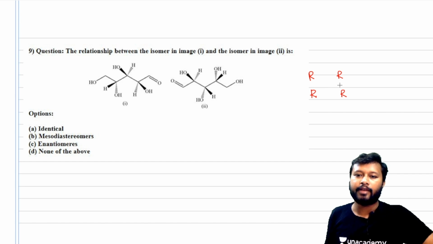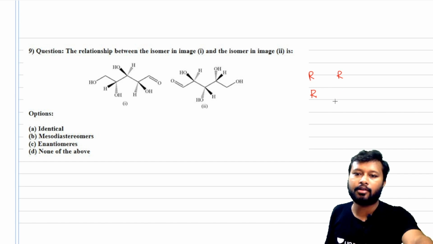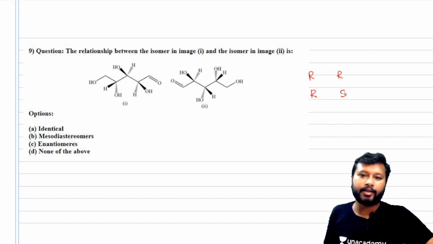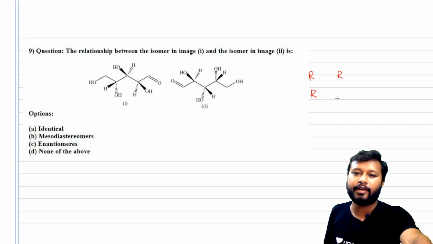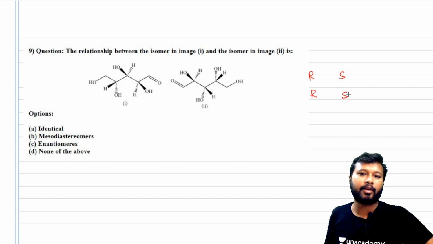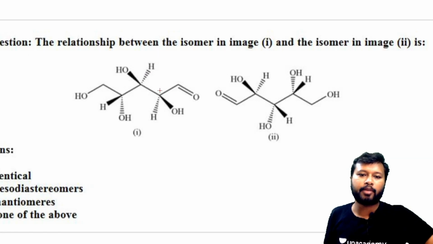Okay, if let's say one is R and R and the other one is R and S, in that case they are diastereomers, right? But if you are getting R and R and for the other you are getting S and S, that means absolute opposite configuration, in that case they will be called enantiomers. So now let's look at these molecules and see what the configuration is in the chiral centers. I have just zoomed it up a little bit.